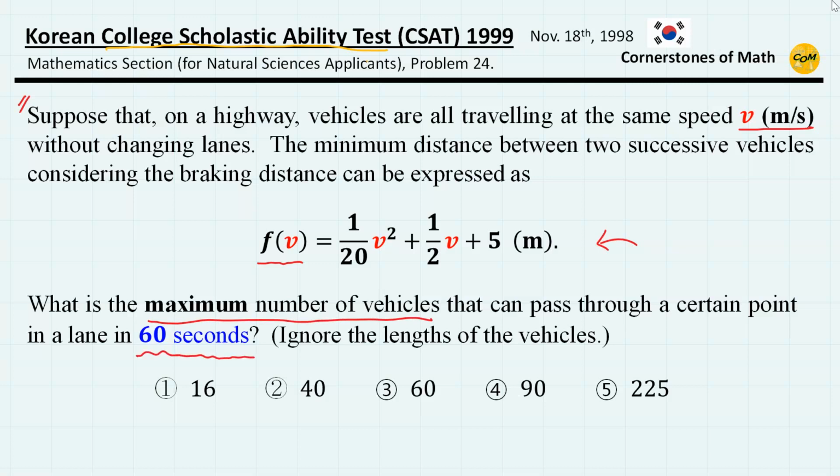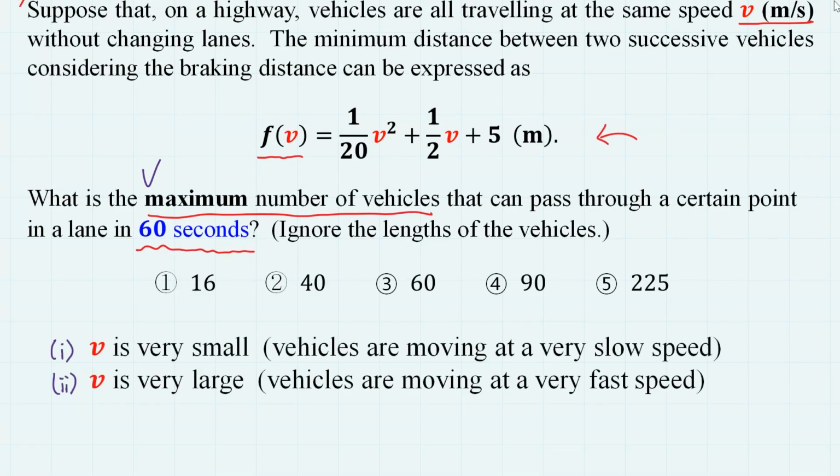So before we actually formulate anything, let us take a closer look at the problem itself and understand why the maximum occurs in the first place by taking a look at two extreme cases. The first case is when the speed v is very small, which means that vehicles are moving at a very slow speed, and the second case is when v is very large, which means that vehicles are moving at a very fast speed.